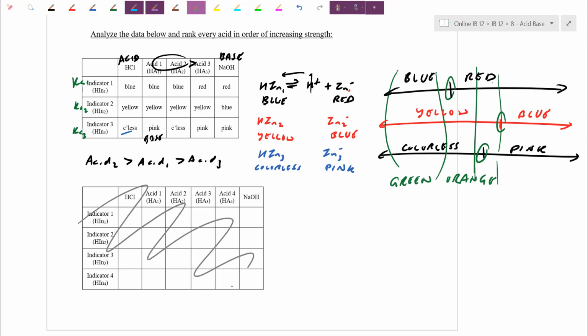Okay, we want to choose an indicator that has the right endpoint that changes color roughly where the equivalence point shows up. Okay, so have another look over this here, and let me know if you have any questions.